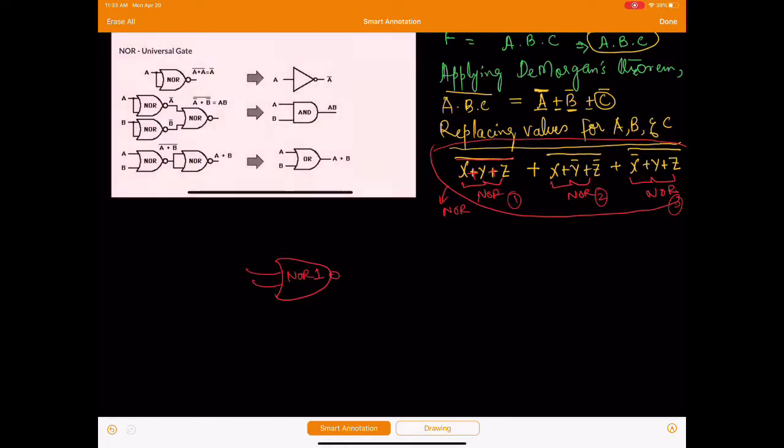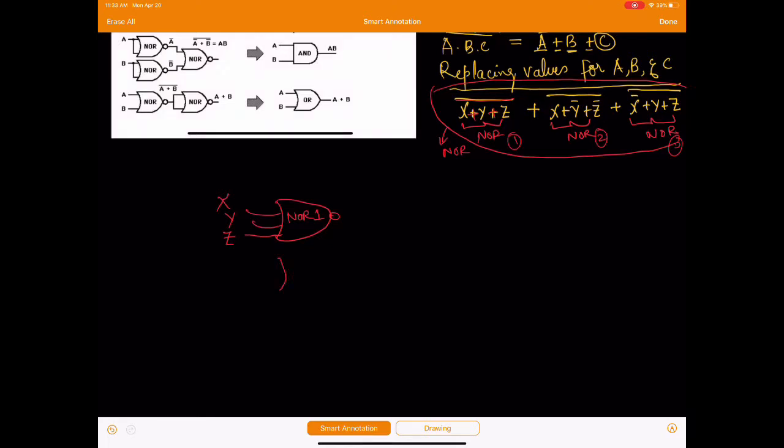What are the inputs to that? X plus Y plus Z. So those are going to be X plus Y plus Z. Let's work on NOR 2 now. What are the inputs to that? Those are X, Y bar, Z bar. X. And then if you want to make an inverter using NOR, you basically need to take the Y wire and then short it. So that's Y bar right here, and then also you have Z bar. So similarly you do the same thing over here. This is your Z, this is NOR 2.